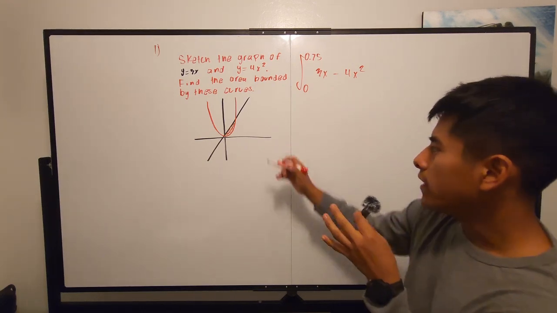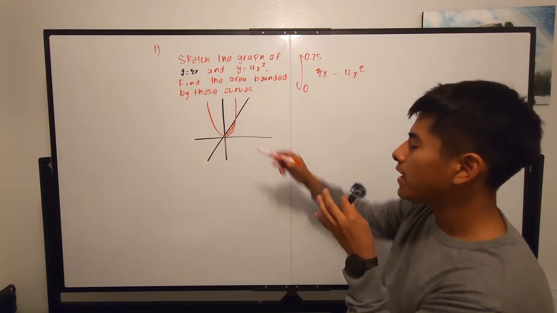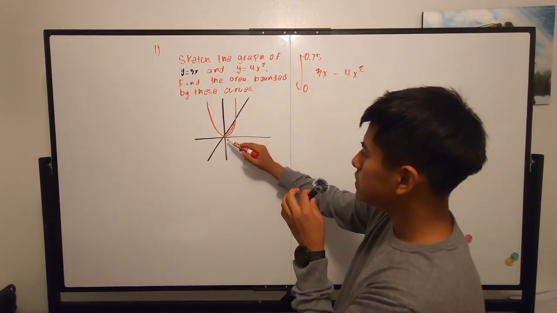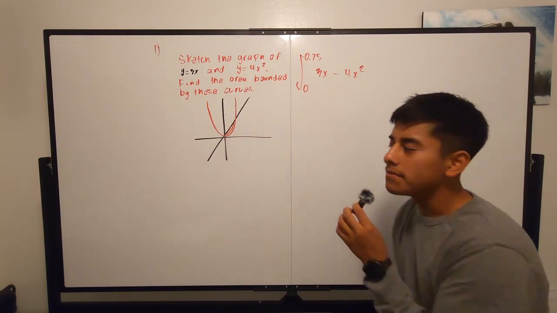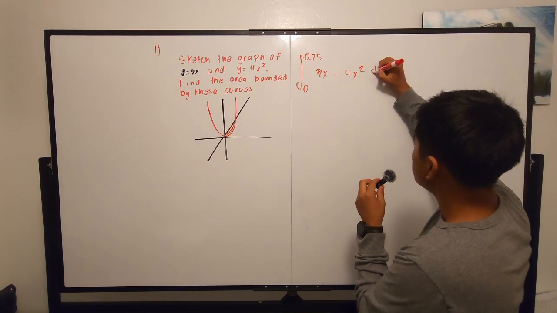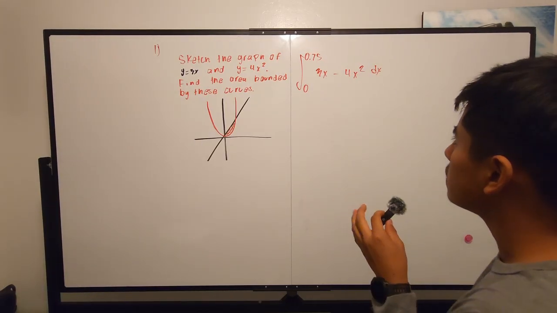And actually, there are some parts where the top function is the red one and not the black one, but in this case we're just going from 0 to 0.75, so we just care about the part that I shaded. So anyways, this is with respect to x. That's pretty much it for this problem. Now we're just going to integrate.